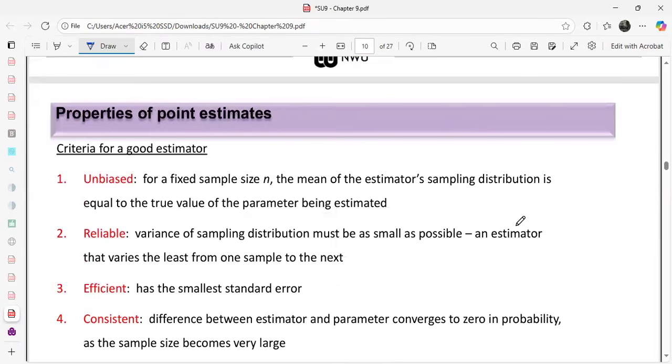But the question that you'll be given, you'll see how they ask the question based on the population proportions. And again, it's very important to know the properties of the point estimator. You need to know that it is biased, reliable, efficient, and consistent. Four of them.